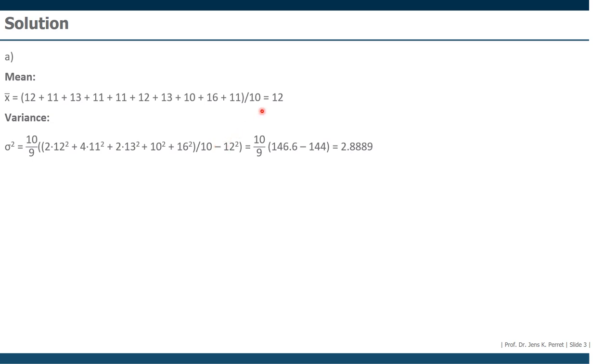Then I subtract the mean I calculated earlier, also squared. The part in these larger brackets is the uncorrected variance. Multiplied with the correction factor 10 divided by 9, it gives me the corrected variance. If I take the square root of the corrected variance, 2.8 period, I get 1.6997 as the standard deviation of the data set. That's already part A. We have the mean, we have the standard deviation, and we use those two to calculate our skewness and kurtosis in part B.